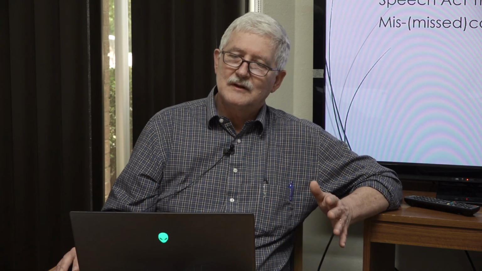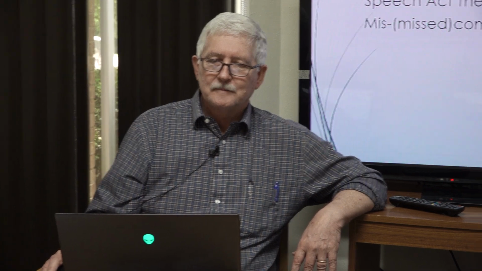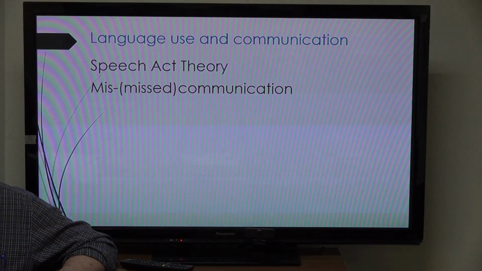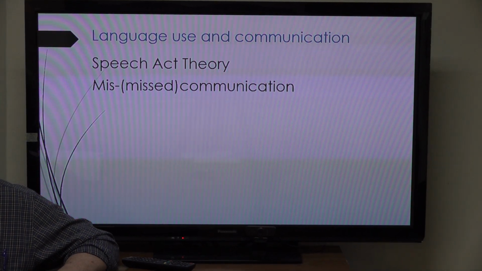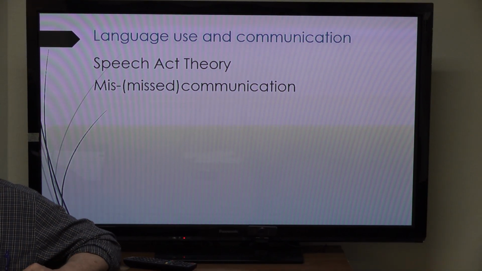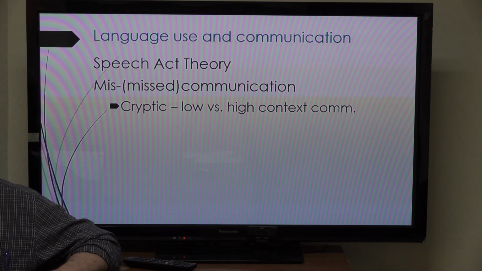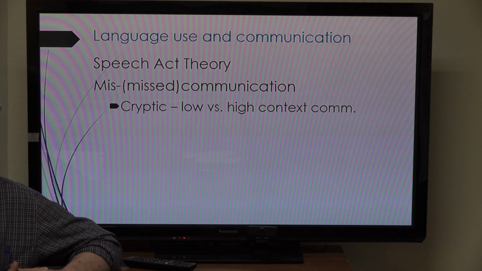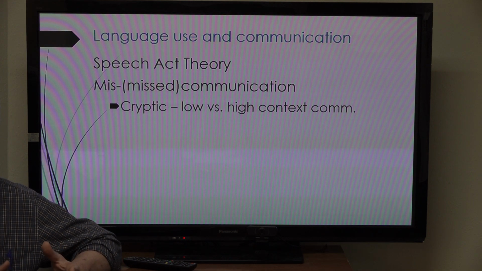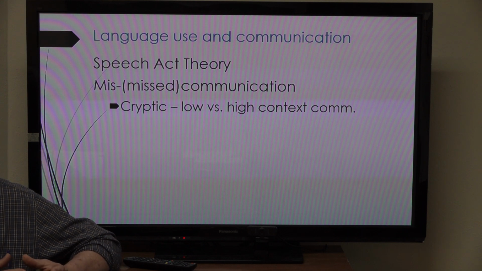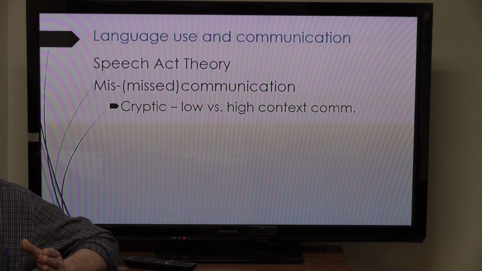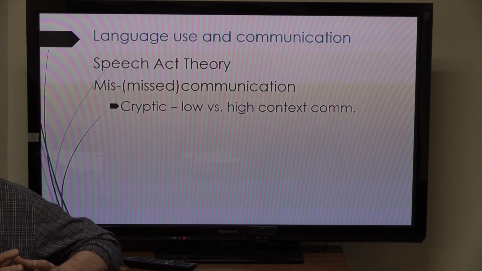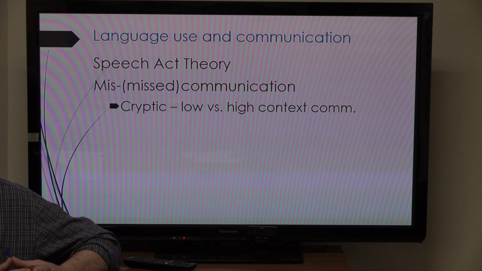Okay, so if we look at these speech acts, there's miscommunication or missed communication. Things get by the other person. And we talked about how language is cryptic. Generally speaking, I don't want to get too caught up in this, but generally speaking, there are two ways that cultures communicate. And it's more or less a continuum rather than a dichotomy. There is low context communication, and there's high context communication.